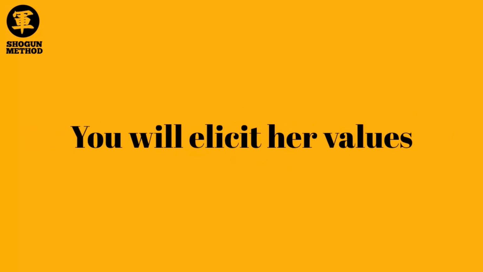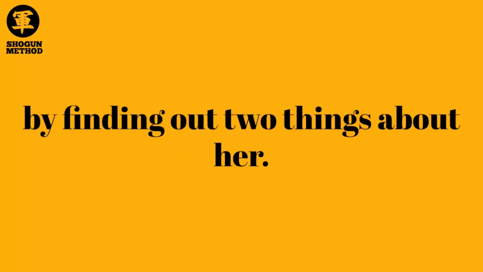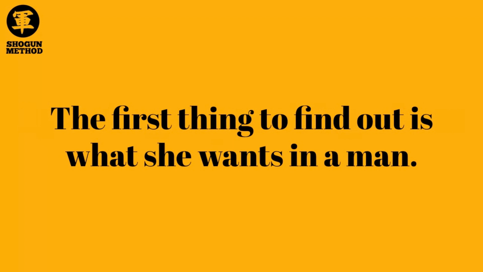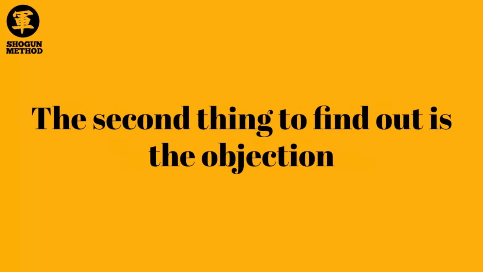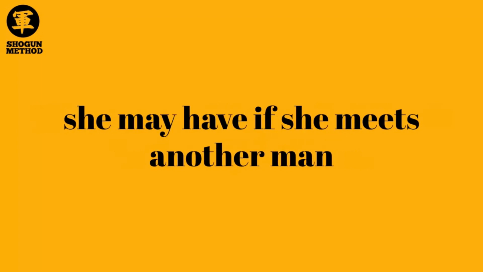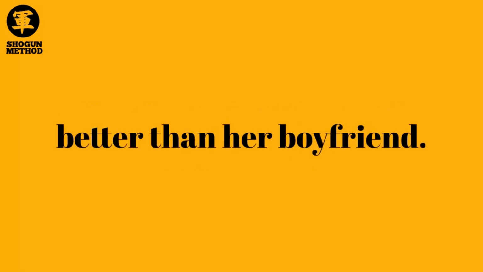You will elicit her values by finding out 2 things about her. The first thing to find out is what she wants in a man. These are what we call her romantic values. The second thing to find out is the objection she may have if she meets another man who shares her romantic values better than her boyfriend.